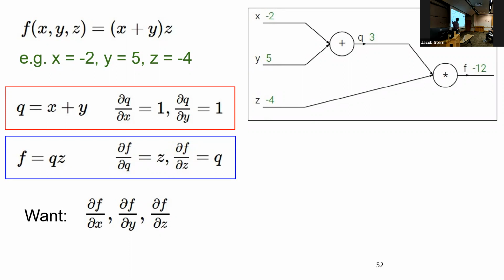Okay. The f is qz. So as we substituted x plus y for q, it's now this function. Derivative of f with respect to its input q is z, and derivative of f with respect to z is q. That comes from the identity where we have a constant multiplied by the variable we're taking the derivative of. The derivative is just a constant. Now we have our partial derivatives defined. Now we want our derivatives from the output with respect to each of the inputs, x, y, and z.